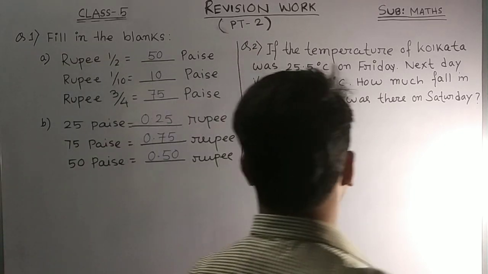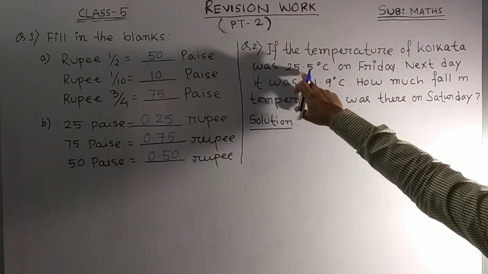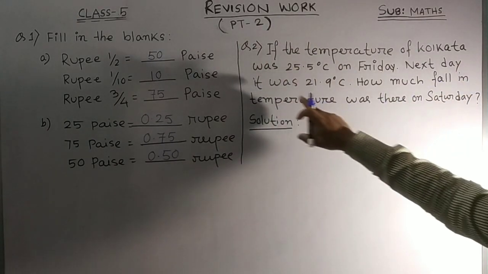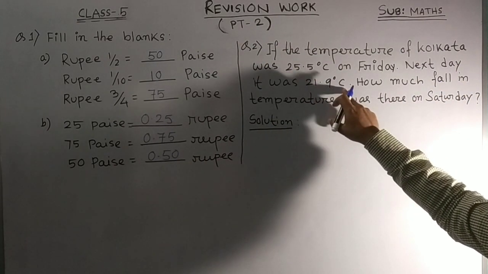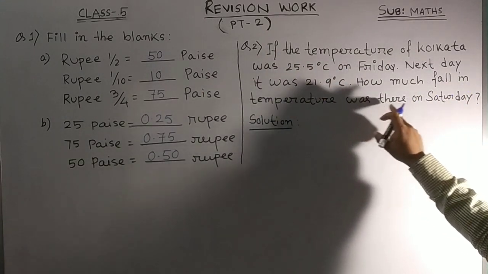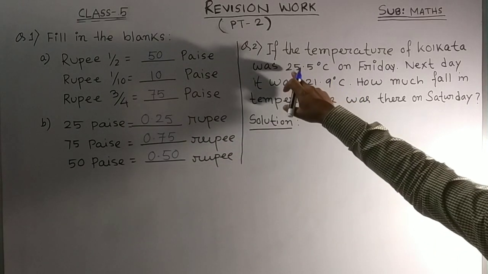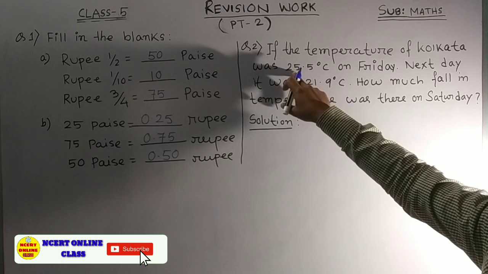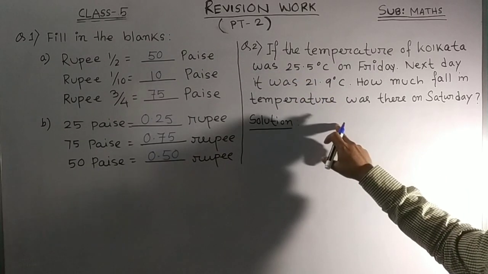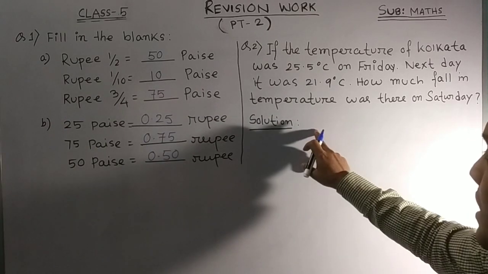Then if we see the second portion: if the temperature of Kolkata was 25.5 degrees Celsius on Friday, the next day it was 21.9 degrees Celsius. How much was the fall in temperature there on Saturday? That means we can very easily identify it: this is big, this is small, so we have to subtract. So what do we need to write?